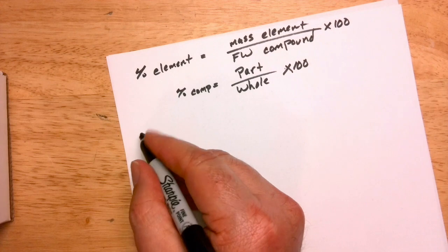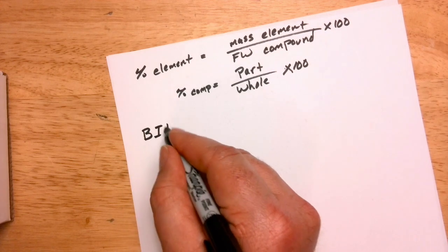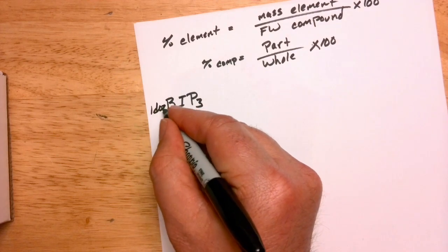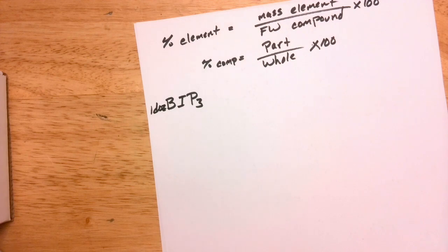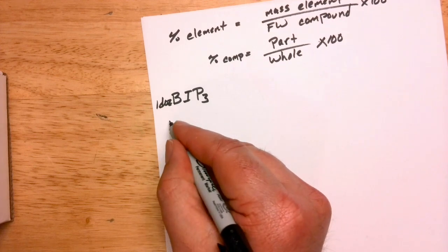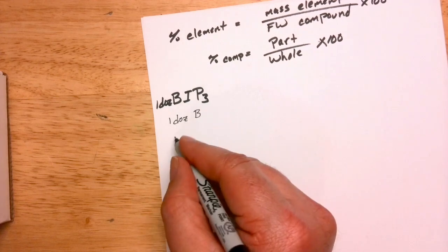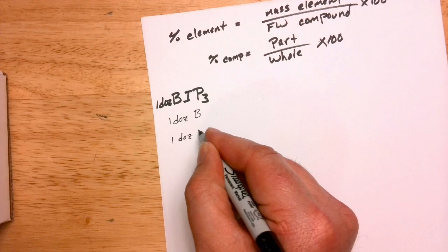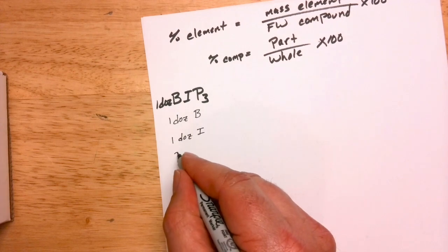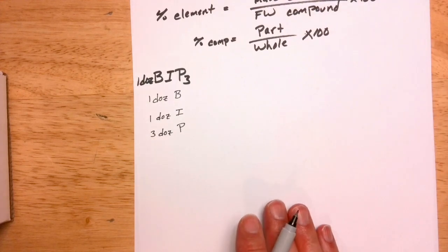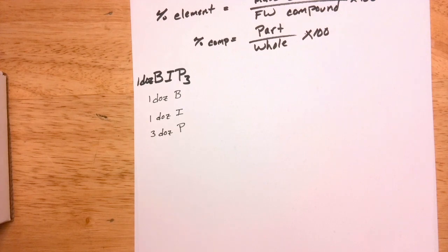So when we had the BIP3, we assumed that we had 1 dozen of BIP3. Now we assumed that if you have a dozen BIP3, you're going to have 1 dozen of binder clips. You're going to have 1 dozen of index cards, and you're going to have 3 dozen of paper clips. And so we're going to find out the masses of each one of those.